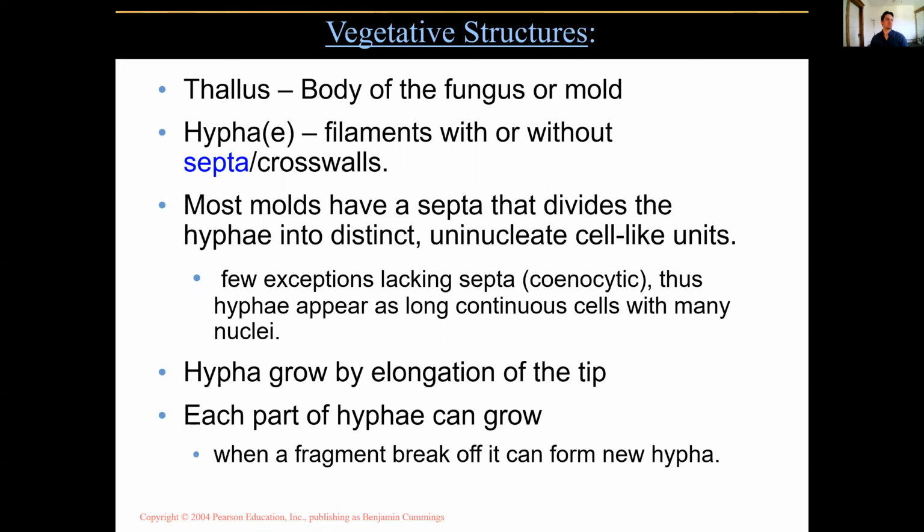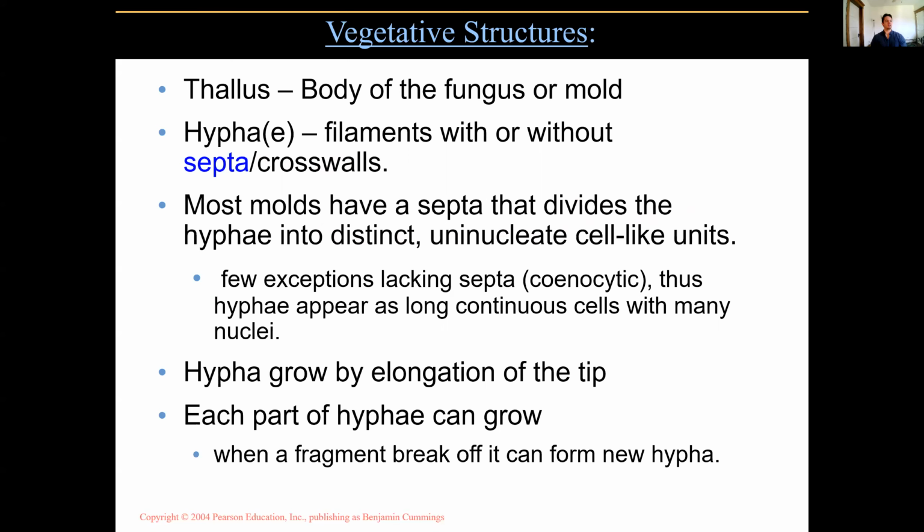So moving on to the vegetative structures of fungi. First of all, you should be aware that the thallus is what the body of the fungus or the mold is called. The thallus is held together by long filaments or cells that are joined together, and these are the hyphae. These hyphae can be filaments with or without septa, which is just another word for cross walls. So these filaments can either be long and continuous, or they can look a little bit segmented. We'll see an example of that in the next slide.